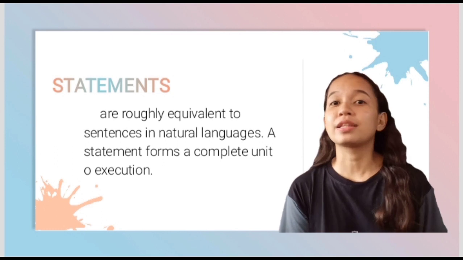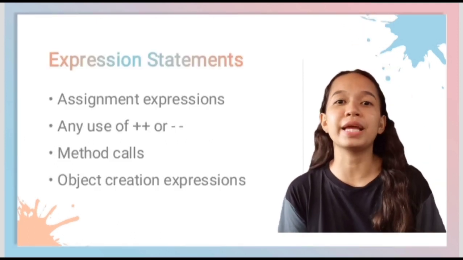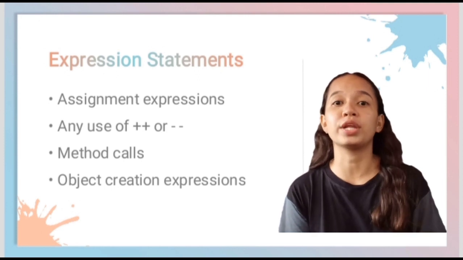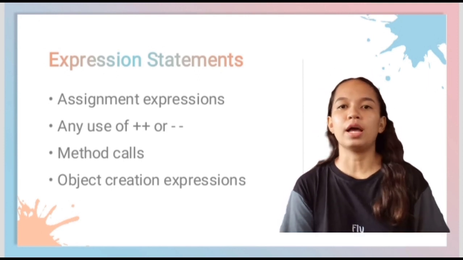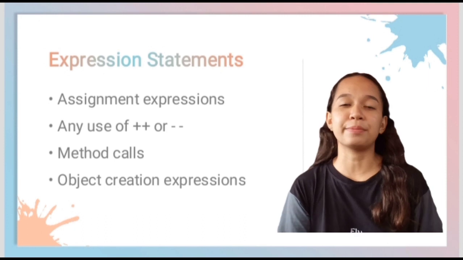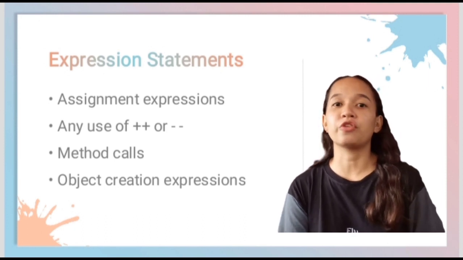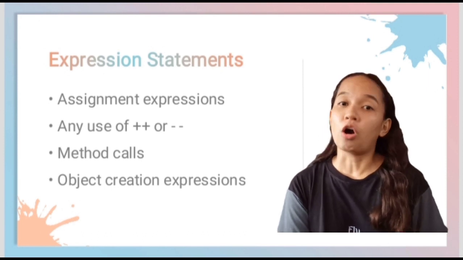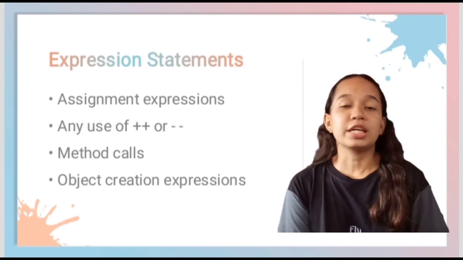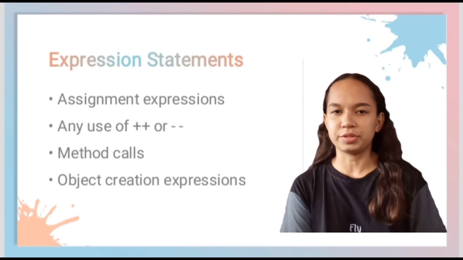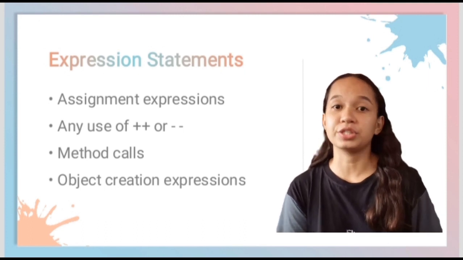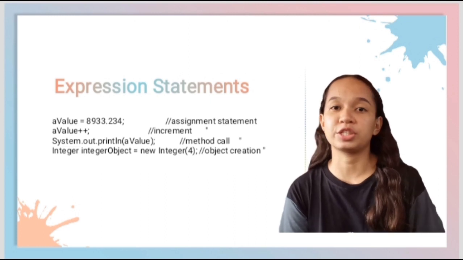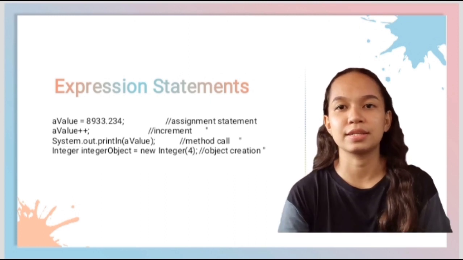The following types of expression can be made into a statement by terminating the expression with a semicolon. An example of this is assignment expressions, any use of plus plus or minus minus, method calls, and object creation expressions. These kinds of statements are called expression statements. Here are some examples of expression statements.